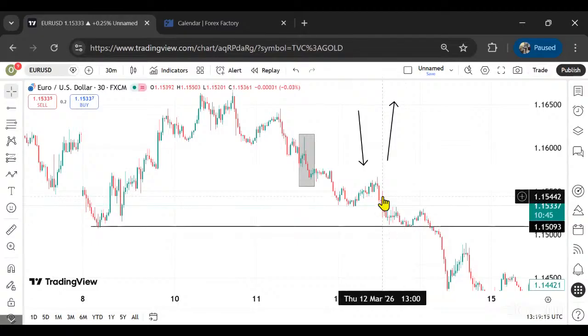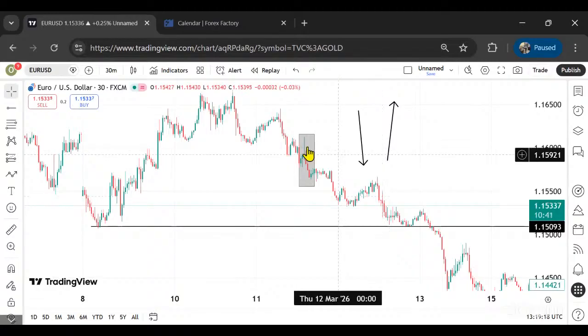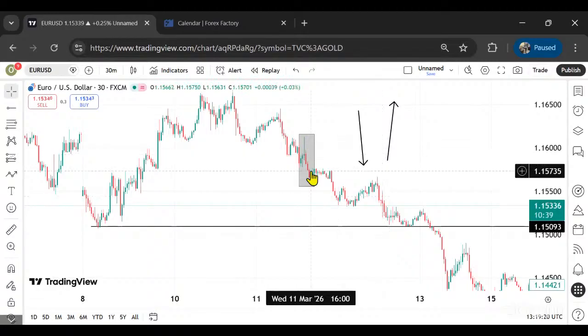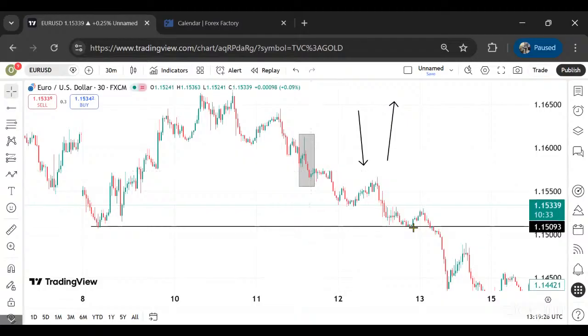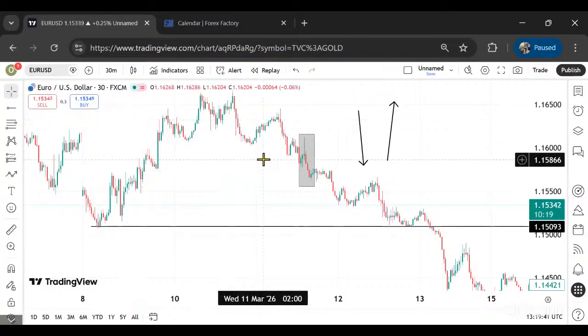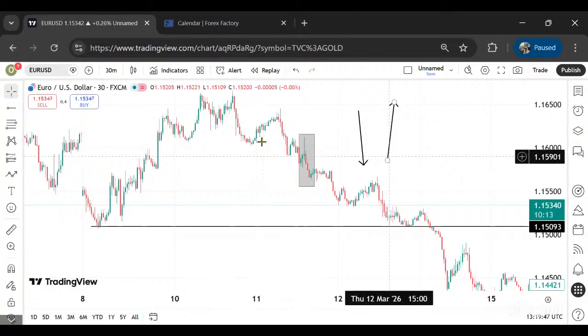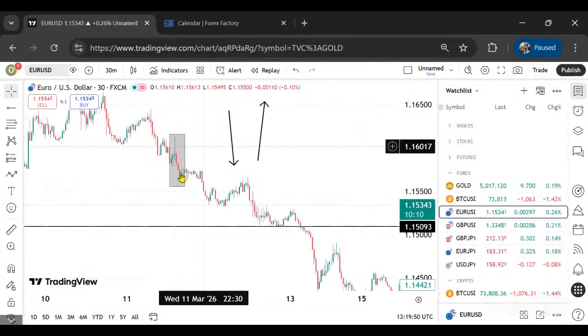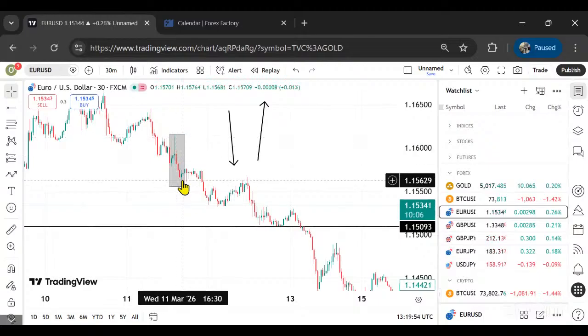Now I told you guys that all the pairs that ended with USD are going to be selling. That is if the news is good. But all the pairs that started with USD are going to be buying. Okay, all the pairs that started with USD, like USD JPY, USD CAD, are going to be buying. That is if the news is good. And all the pairs that ended with USD are going to be selling. Okay. Now let's check a pair that started with USD. The ones that started with USD are going to be buying.